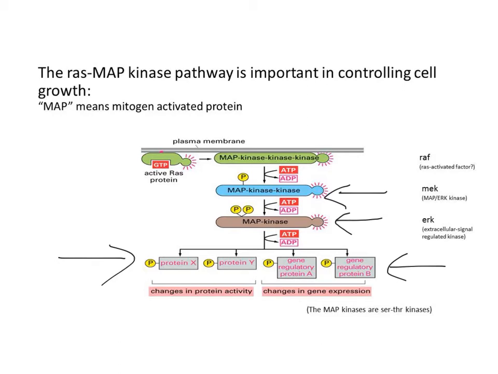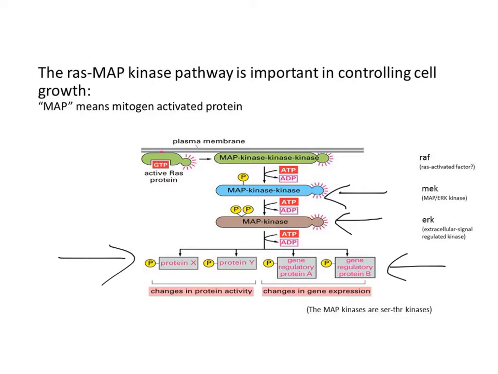And like I said, one of the most important functions of the MAP kinase pathway is controlling cell growth. So ultimately, if a cell is going to be stimulated to divide, growth factors or mitogens will interact with receptor tyrosine kinases and ultimately lead to activation of the MAP kinase pathway.